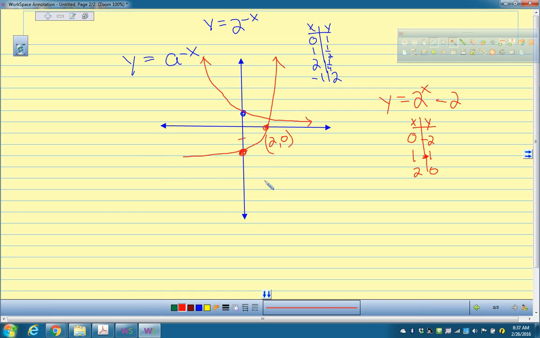That's 0, negative 1. What? Yeah. Oh, that's wrong. The intercept's at negative 1? If you plug in 0, you get 1 minus 2. Oh, you're right. Sorry. Okay. So 0, negative 1. So it would take 0, 1 and shift it down 2, right? You'd move down 2 to 0, negative 1.